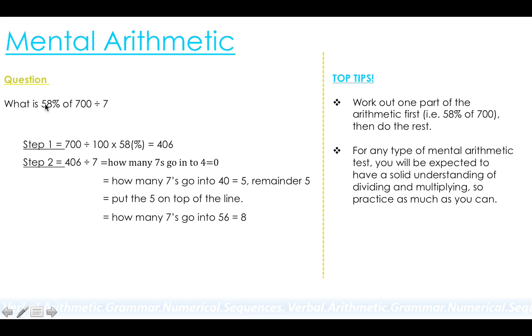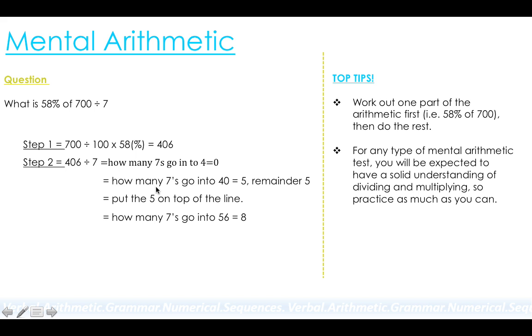So you've now worked out 58% of 700, which is 406. Now you need to divide this by 7, as it says here. So this will require long division. So how many 7s go into 4? So you would start off by this bit here. So you would know that you can't get any 7s to go into 4. So you'd put a 0.